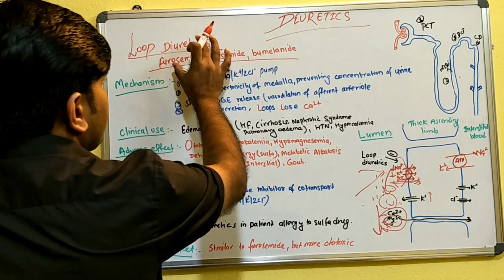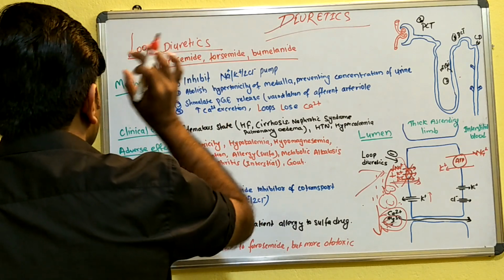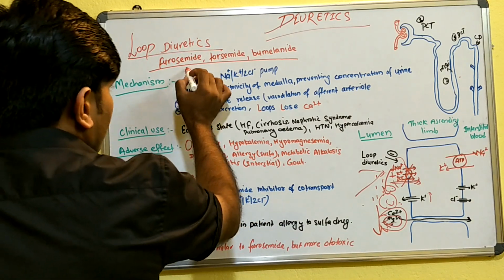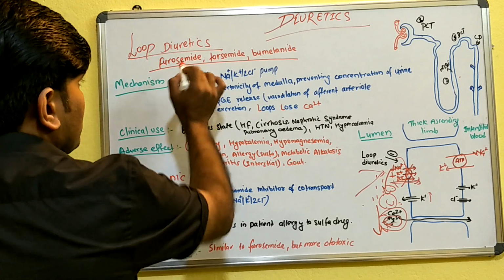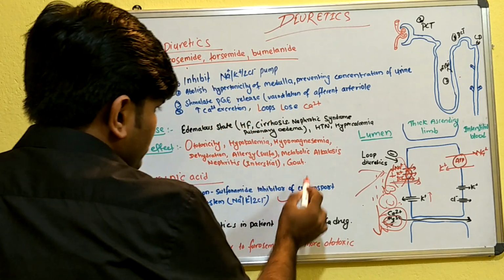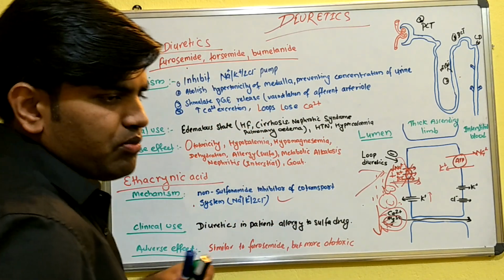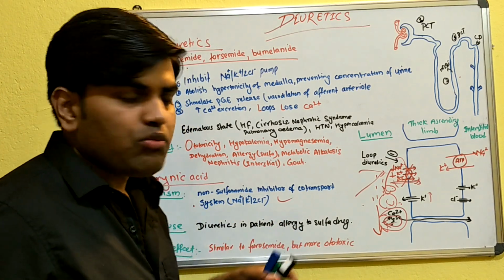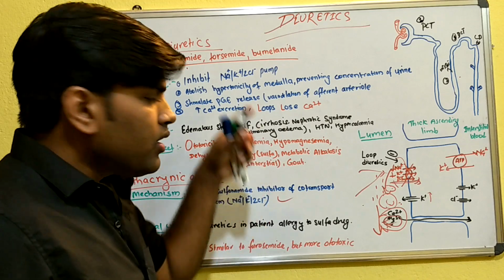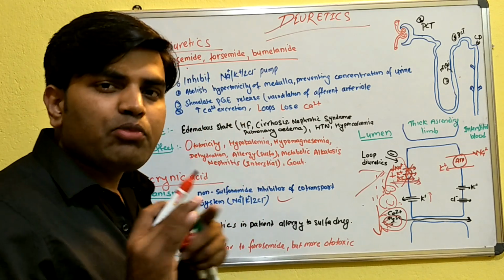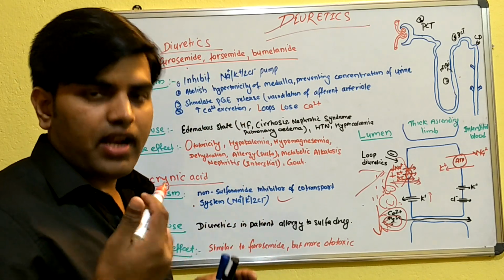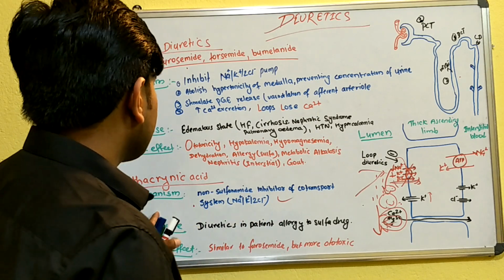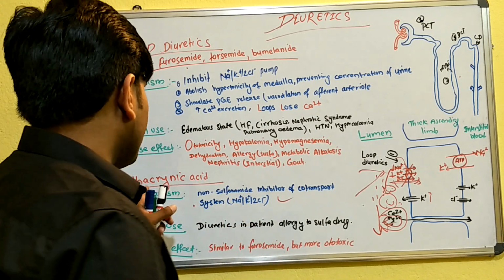Okay, so we'll divide the loop diuretics into two groups: the sulfur group and the non-sulfur group. We know that furosemide is the most commonly used diuretic. Then why did we come up with the non-sulfur group? As it is a sulfur drug and many people have a sulfur allergy, a non-sulfur drug was developed, which is known as ethacrynic acid.